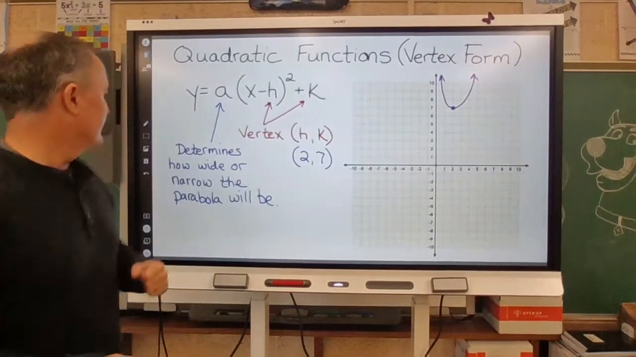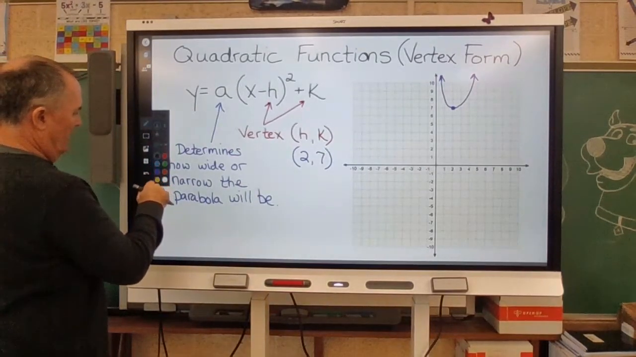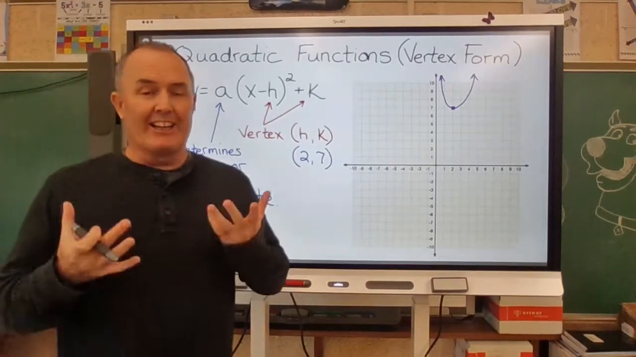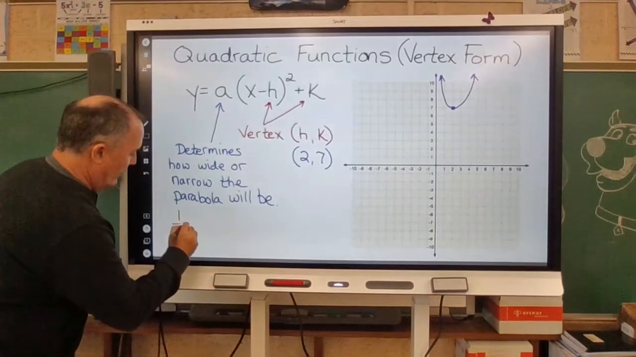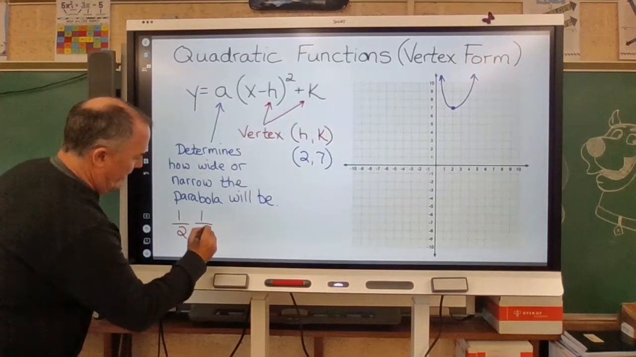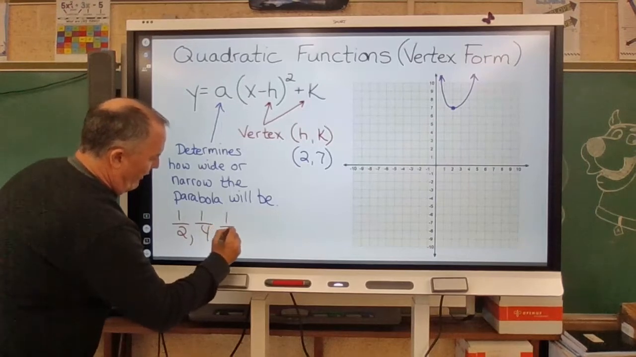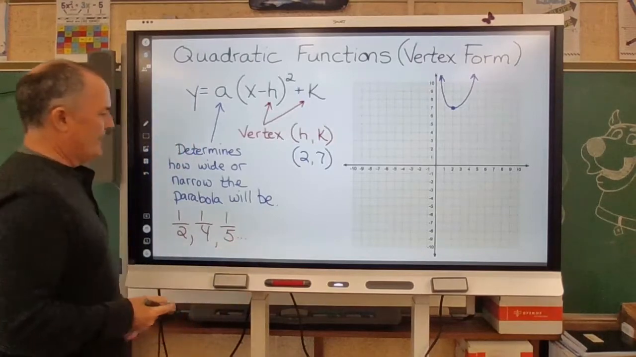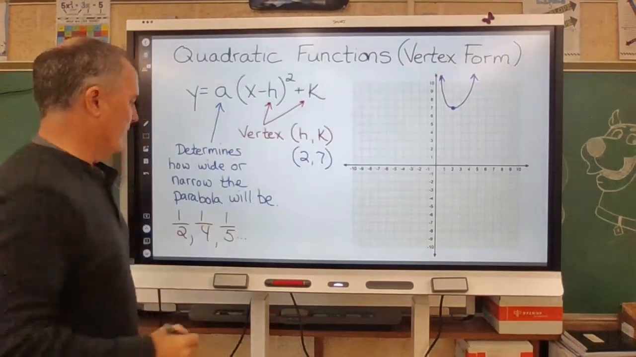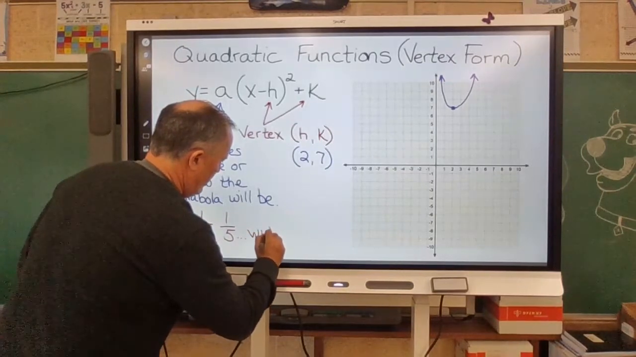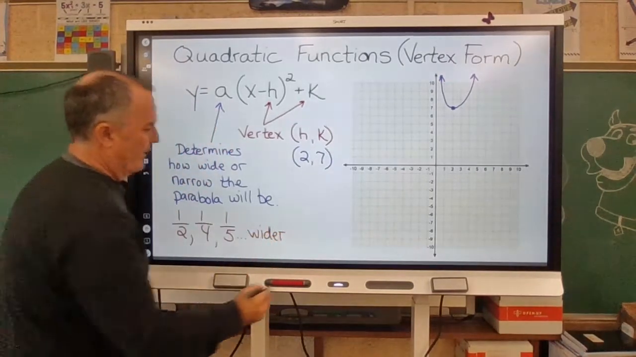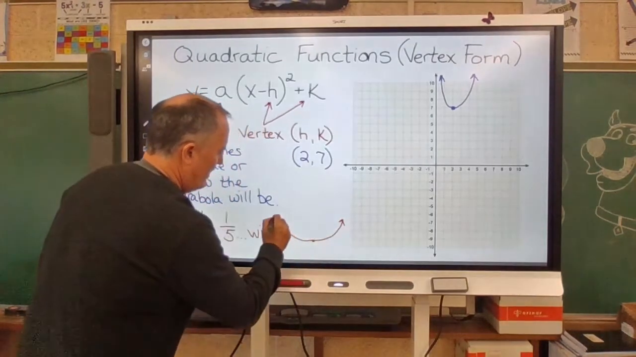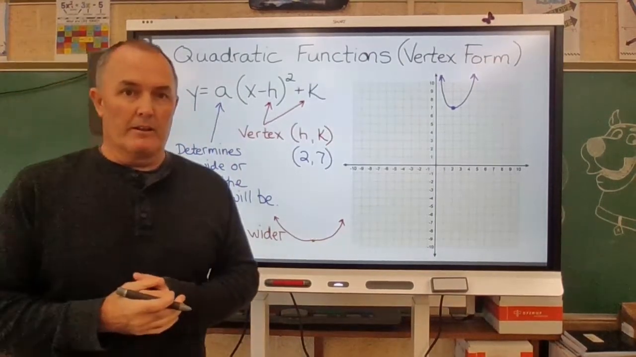If it is a fraction, so let's do burnt orange. I don't know why, but let's do burnt orange. So if the number up front is a fraction less than 1, like 1/2 or 1/4 or 1/5, anything less than 1, that means it's going to be a much wider parabola. All right, it's going to be wider. So you're going to have your vertex. It's going to be a very wide parabola.